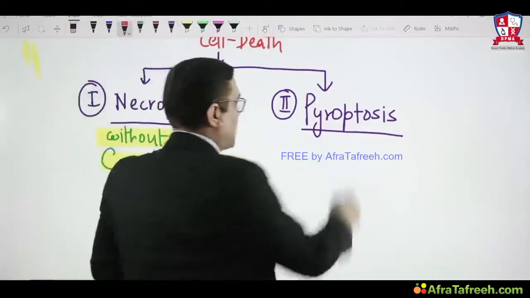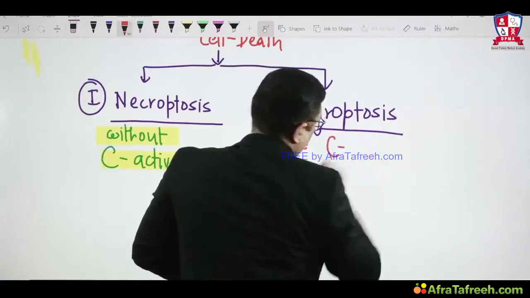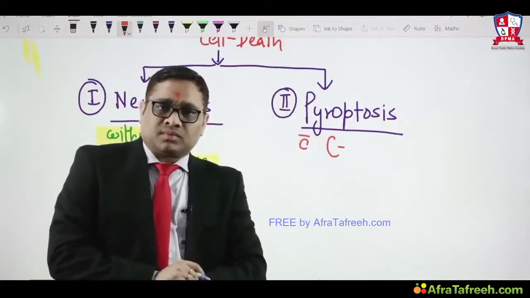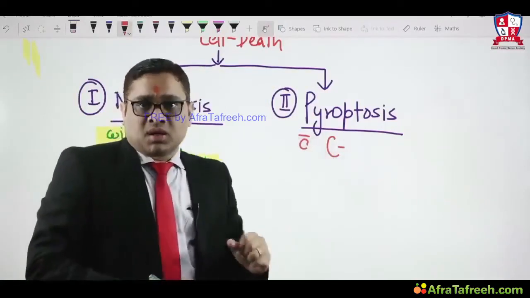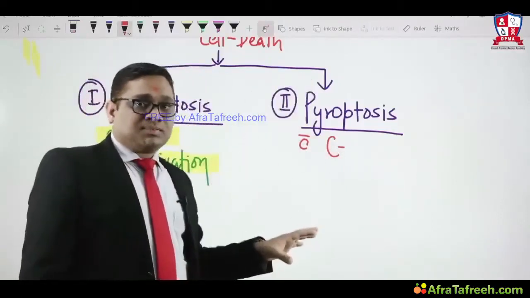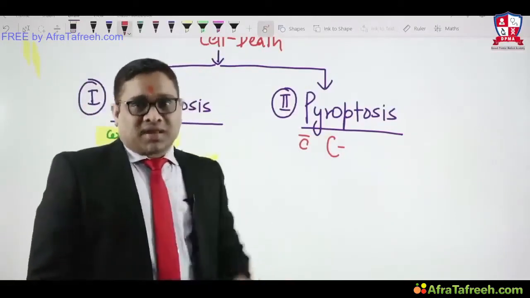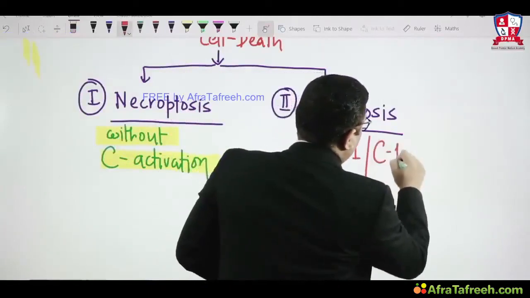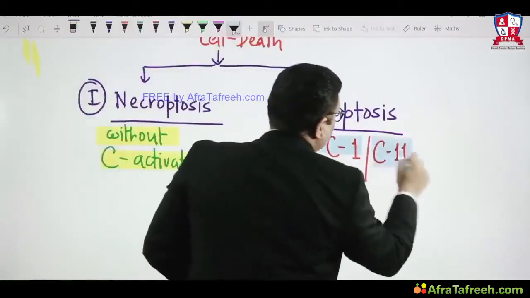So when the examiner is talking about pyroptosis, it will be with caspase activation, right? But apoptosis was also with caspase activation. So what is the difference between pyroptosis, necroptosis and apoptosis? Necroptosis is without caspase. Pyroptosis is programmed cell death with caspase activation, but here the caspases are different. That is the important thing. What are those caspases? Caspase 1 and caspase 11. That is very important to understand, and that is how future questions will be framed in the exam.